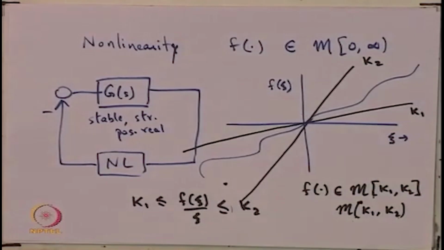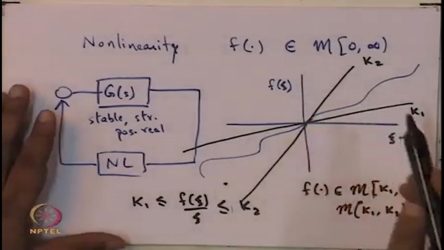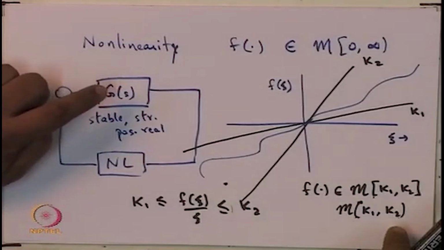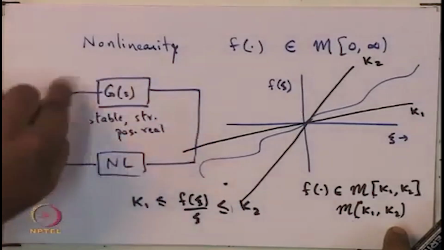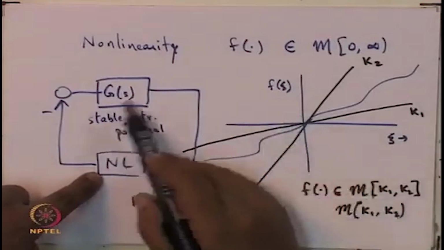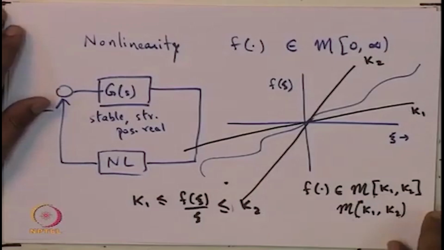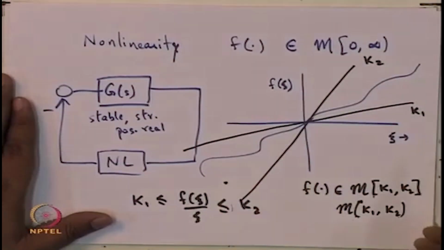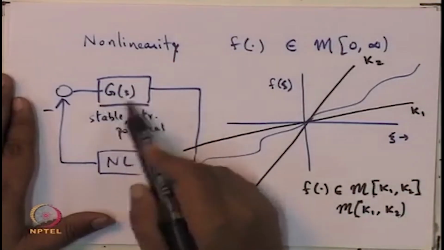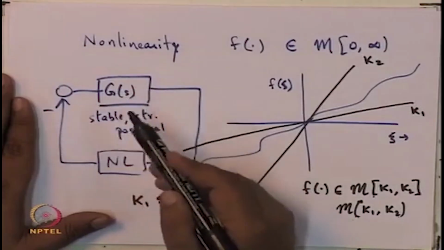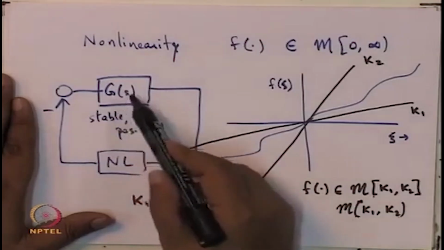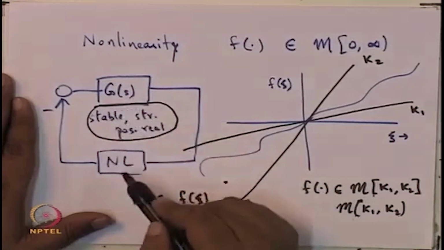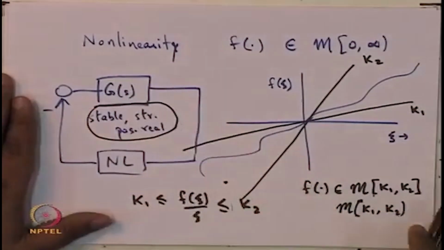Okay. Now, because this nonlinearity lies in the 0 infinity sector, we know that if you take any stable strictly positive real transfer function and connect it in this feedback loop with this particular nonlinearity, you will get an asymptotically stable system. But since we can put a tighter bound on this nonlinearity, that means it actually lies in the K1, K2 sector, one would expect that apart from these plants, there are other plants which you could connect with this nonlinearity. These plants may not be strictly positive real or stable, but despite that the resulting system is asymptotically stable.